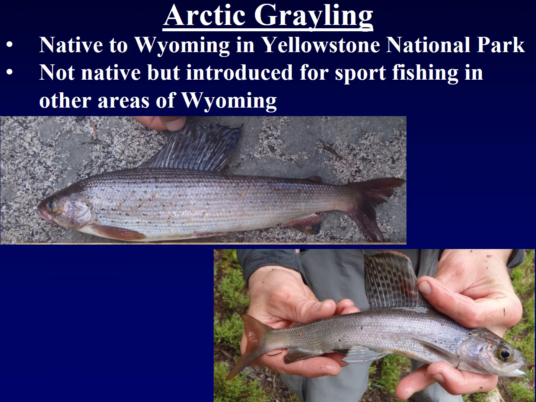Arctic grayling are in the same family as salmon and trout. They're only native in Wyoming to the Gibbon River and Yellowstone National Park, but they've been stocked in many other lakes and rivers for sport fishing purposes. The best way to identify an Arctic grayling is by its large dorsal fin.